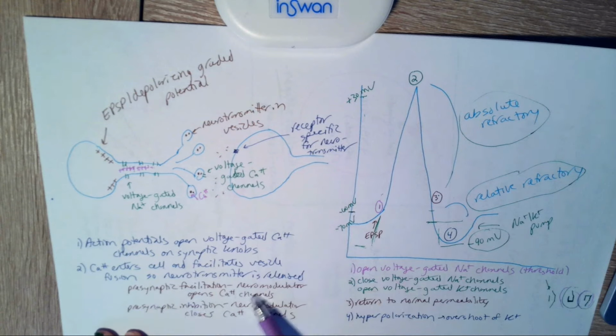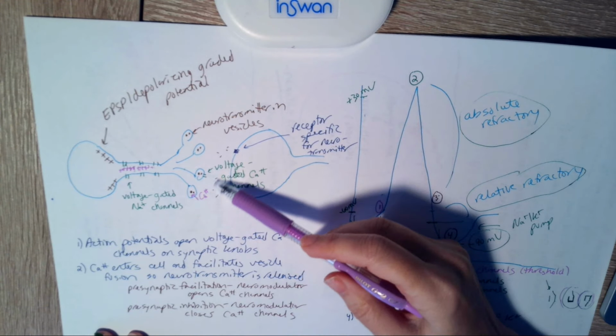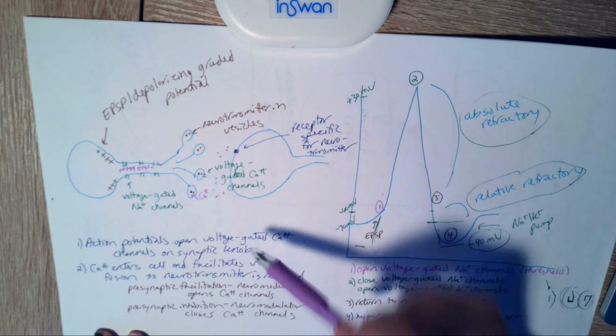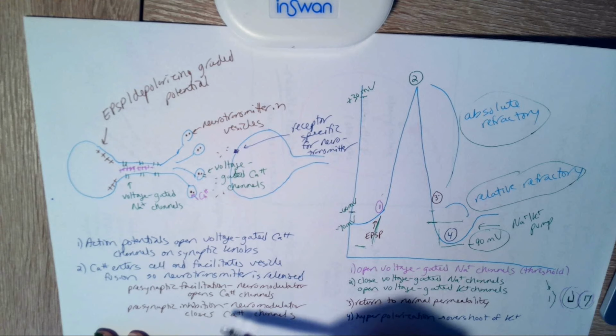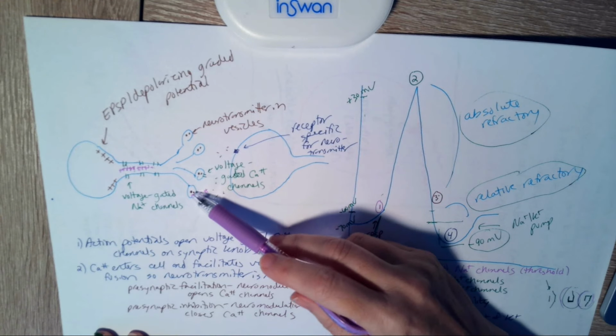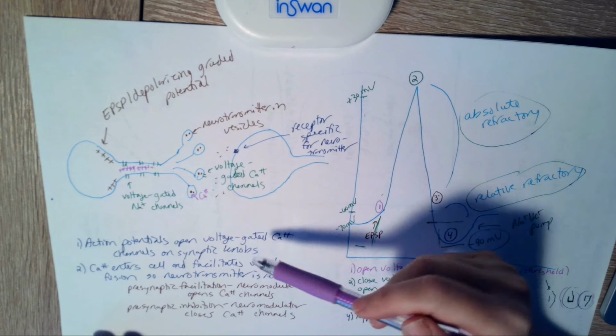And they can do that via these two different mechanisms. If they're going to facilitate it, it's called presynaptic facilitation. And they'll open calcium channels, so that it's just easier to get those vesicles fused to the cell membrane and release the neurotransmitter. Presynaptic inhibition will do the opposite. It'll close those voltage-gated calcium channels, so it's harder for those vesicles to fuse.